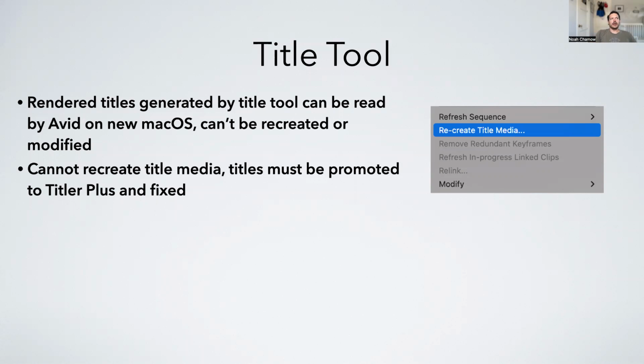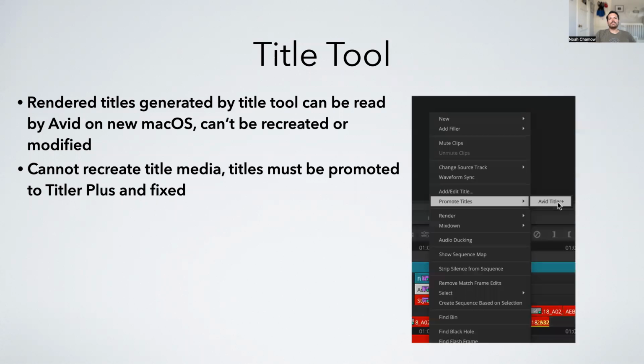So what do you do? You have to select all of your titles, right click on them, choose promote titles and then choose Avid Titler Plus. What it will do is switch all of your titles from title tool to Titler Plus, which is good. The only problem is title tool and Titler Plus, as I spoke to Chris Beauvais, who I mentioned before, and I asked him why.